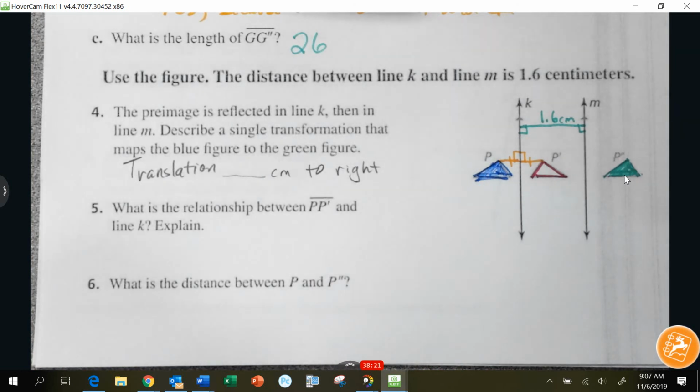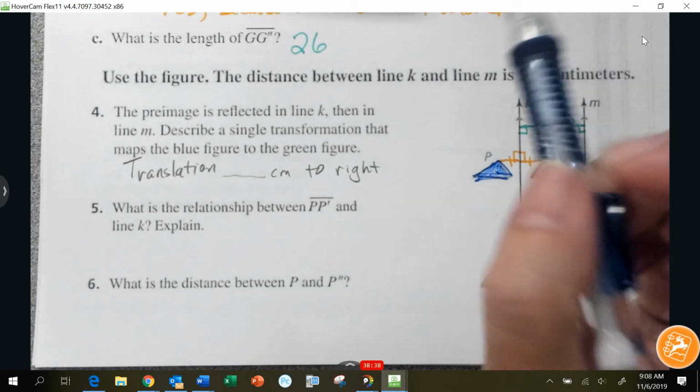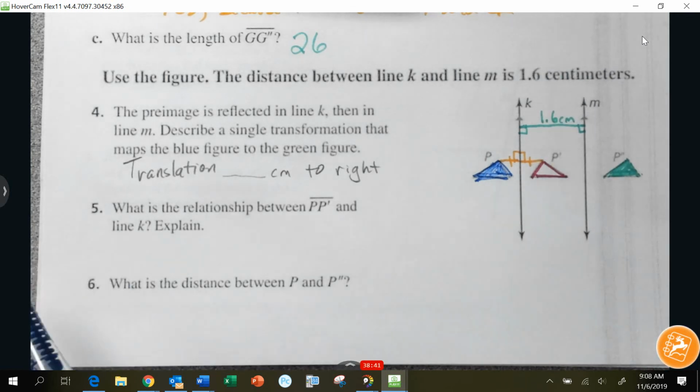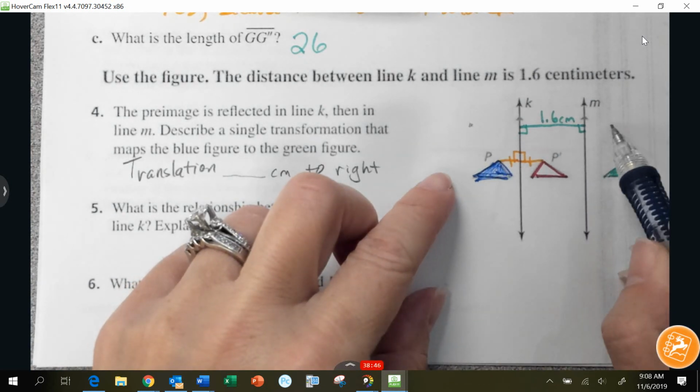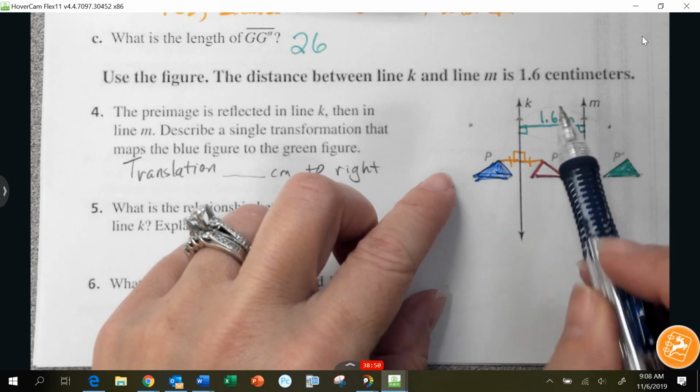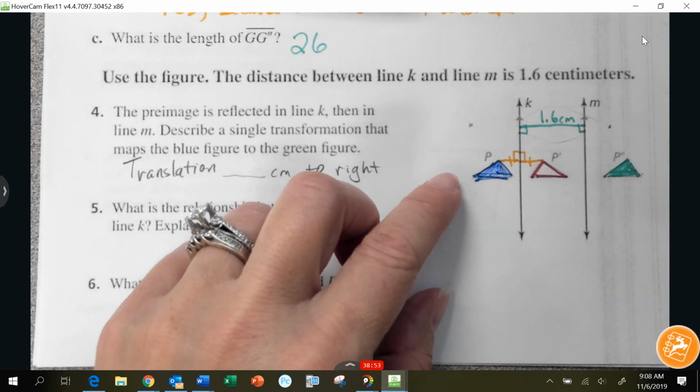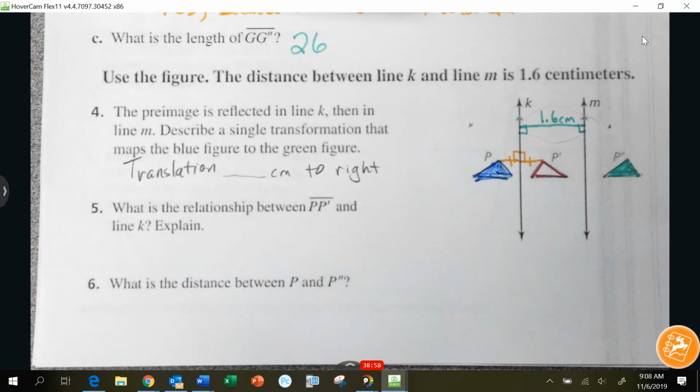Jay, do you know how many centimeters it's going to translate? 4.8. How'd you get 4.8? Okay. So the theorem above says that the full distance is going to be this distance. So you did 3 times, but it should be twice. 3.2.